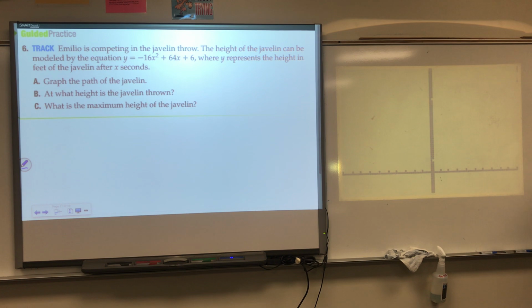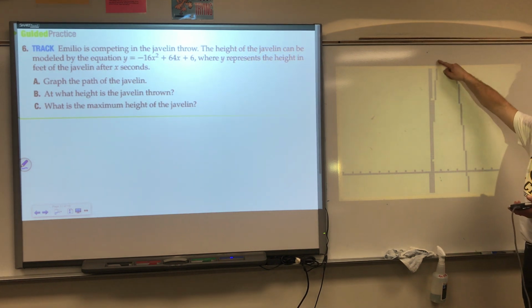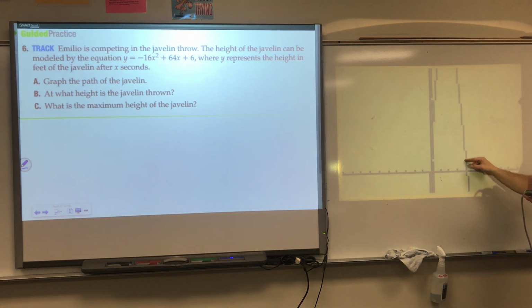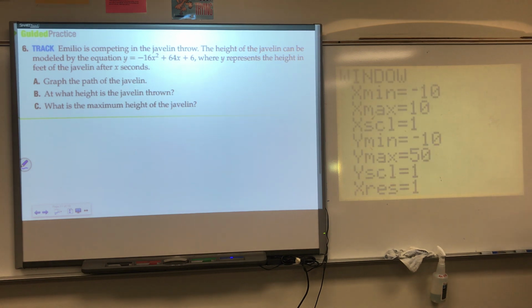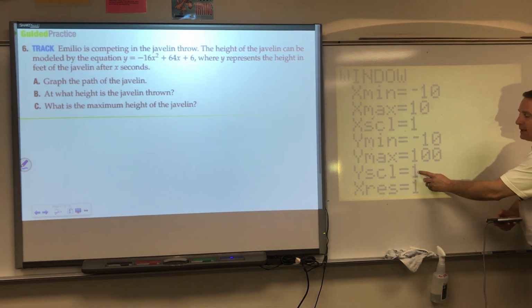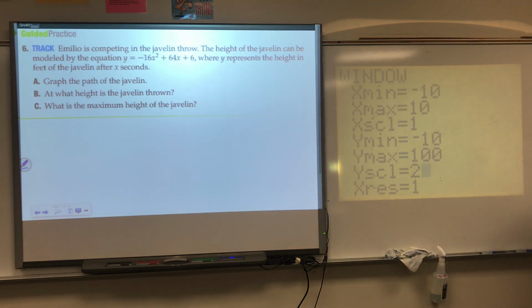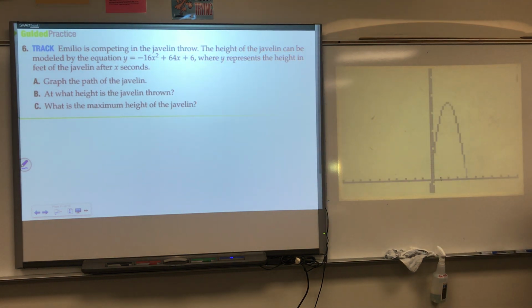If I graph it, I still have my same window settings from the last problem. You can kind of see it goes up. I can't quite see the whole thing, and then it comes back down. I need to see up a little higher yet. So I'm going to go to my window. The one that allows me to see up higher is the y maximum, and right now it's at 50. Maybe I'm going to go up to 100. And when I get up pretty high, instead of counting by ones, I'm going to count by twos. There I can see the path of the parabola, or the javelin.